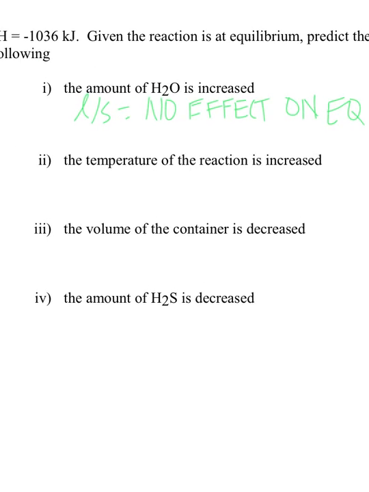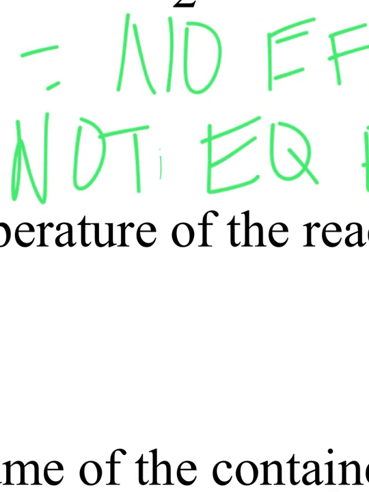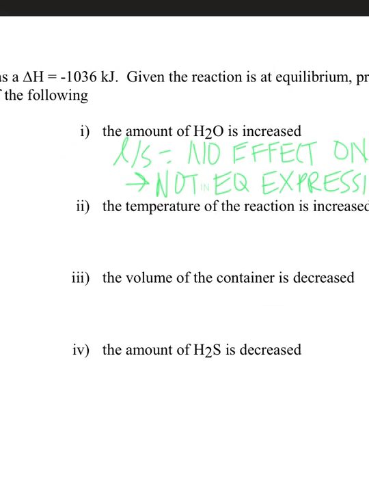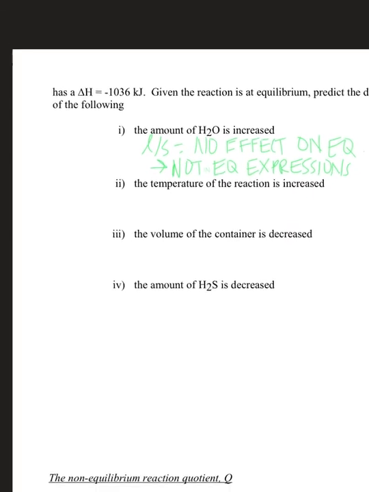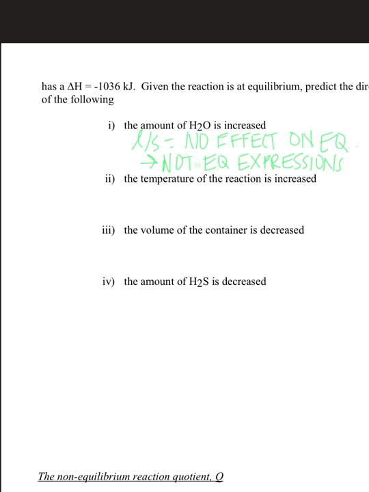They don't have any effect on equilibrium because they're not in the equilibrium expression. When we write that K equals products over reactants, we never include liquids or solids in equilibrium expressions. Next, it wants to know what happens if the temperature of the reaction is increased.